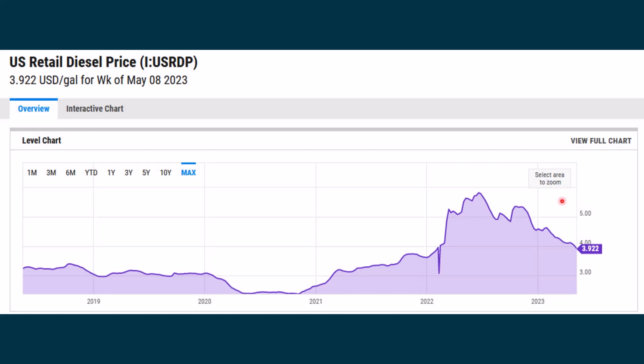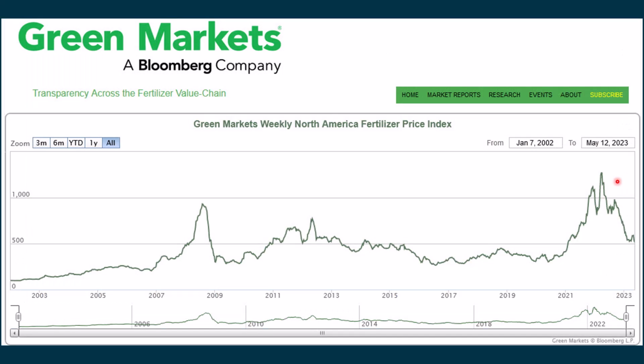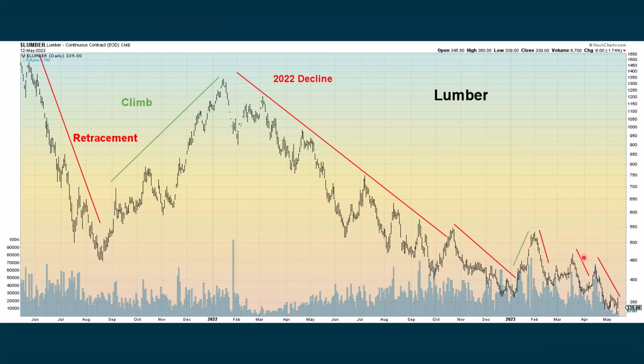We also keep an eye on diesel. I don't have a regular chart of that, so I have to go out and find one. We really spiked up in 2022, but we have been coming down. In fact, we've dropped under $4. Wheat, after spiking up, has also been coming back down. We also keep an eye on fertilizer. This has also been in a decline. Lumber has also been in a recent decline.